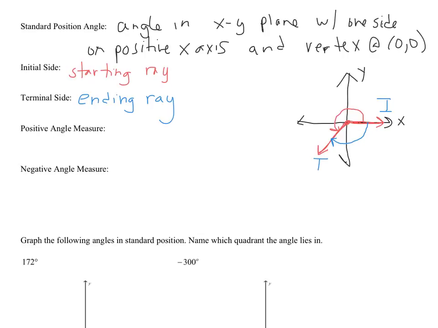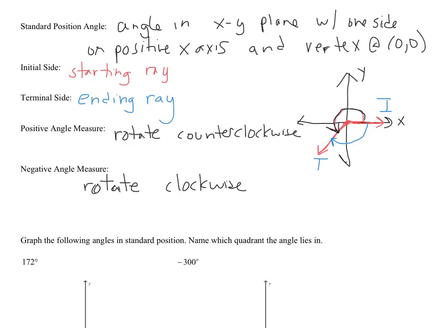Now, since we have these two directions, one going in this upward direction, one going backwards, we denote those as positive and negative angle measures. Positive angles are angles that rotate counterclockwise. So they kind of go up. This red one here, I'll retrace it, is a positive angle measure. While negative angle measures will rotate clockwise. So they'll go the traditional way of a clock.